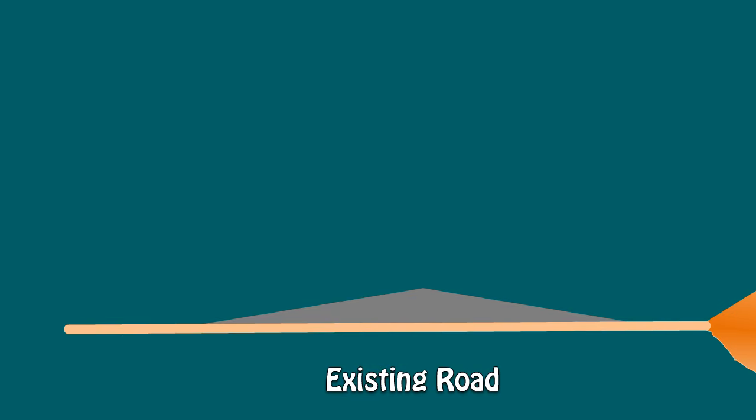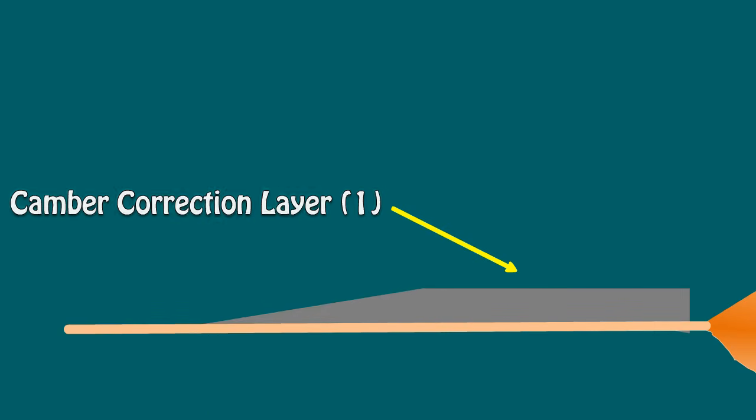Now, we will see how the existing roads are modified. Normally, the existing road has the camber and slope at both sides. When the existing road is developed as four-lane, the slope on both sides is not required, and it is corrected as one-side slope with camber correction layers. The bituminous macadam is used as camber correction, and it is generally laid in 2 layers.